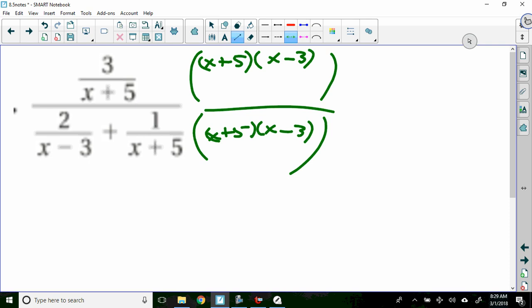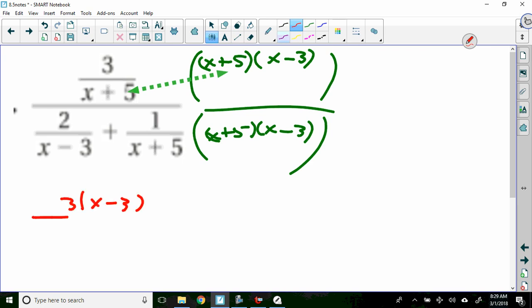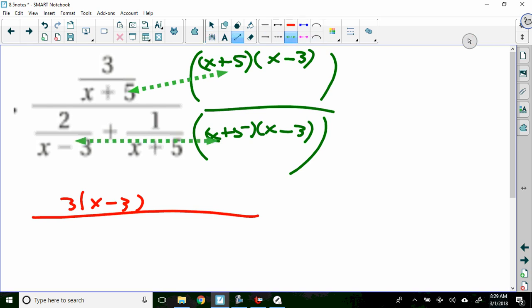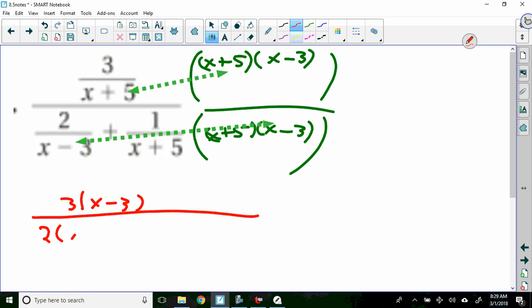So in this first term, this x plus 5 is going to cross cancel that x plus 5. So in the numerator, it's going to be what? 3 times x minus 3. So we're done with the numerator. In the denominator, for the first term, this x minus 3 is going to cancel that x minus 3, right? So the first term in the denominator is going to be 2 times x plus 5. And then in this other term, the x plus 5s are going to cancel. And 1 times x minus 3, isn't that just x minus 3?